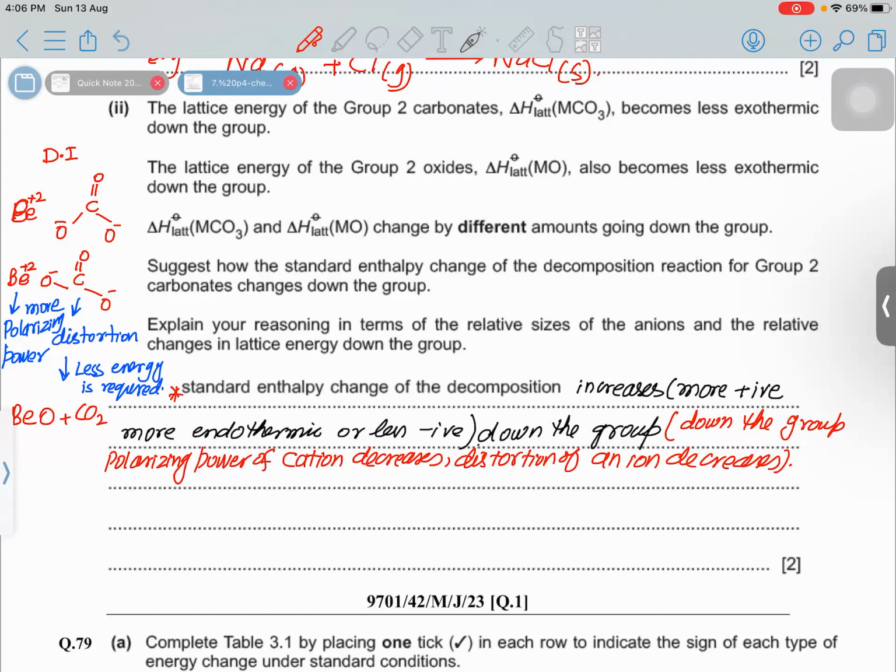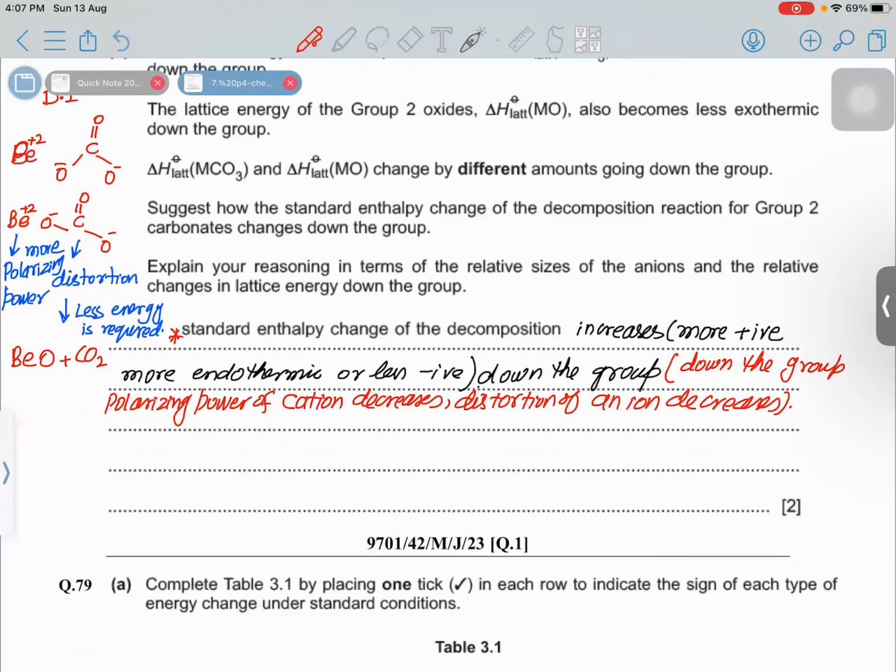Okay. And what about the oxide? Lattice energy of oxide. So for carbonate, lattice energy will decrease down the group, right? So lattice energy will decrease down the group, right? Okay. So what about the size of the oxide ion and carbonate ion? Which one has a smaller radius? Oxide or carbonate?